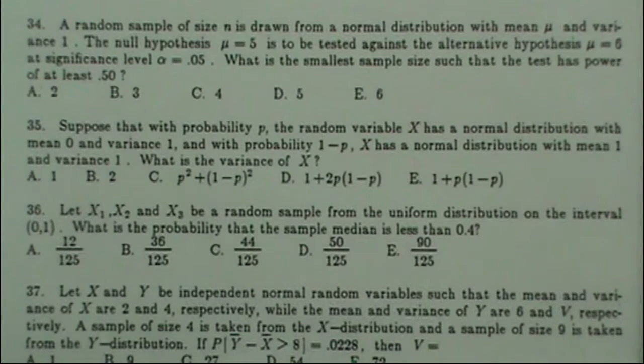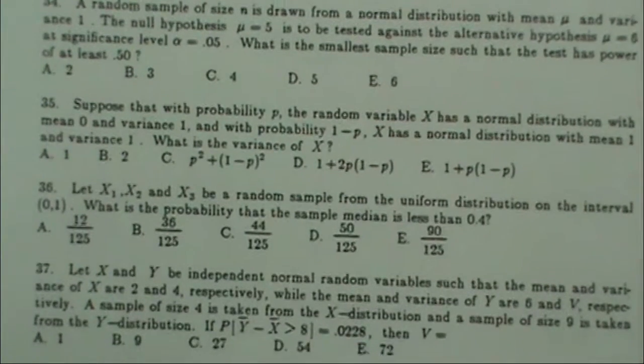Number 35. Suppose that with probability p, the random variable x has a normal distribution with mean 0 and variance 1, and with probability 1 minus p, x has a normal distribution with mean 1 and variance 1. What is the variance of x?